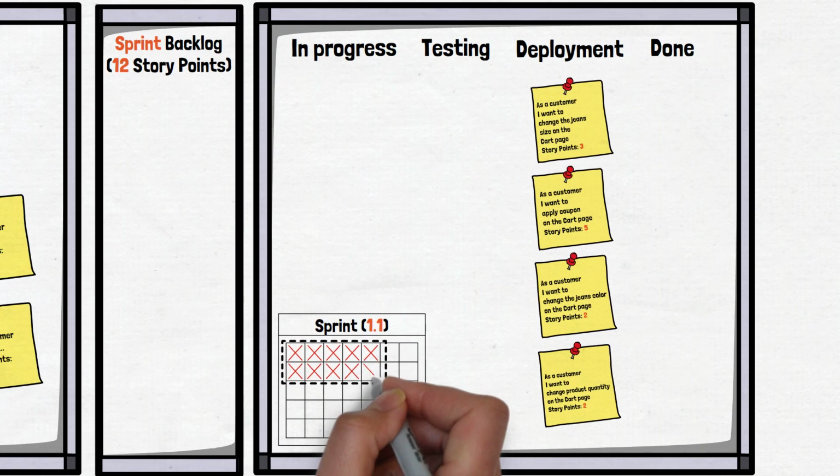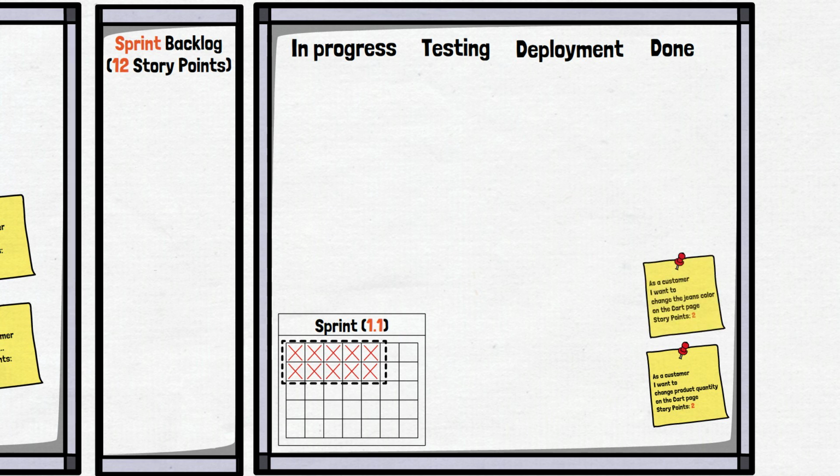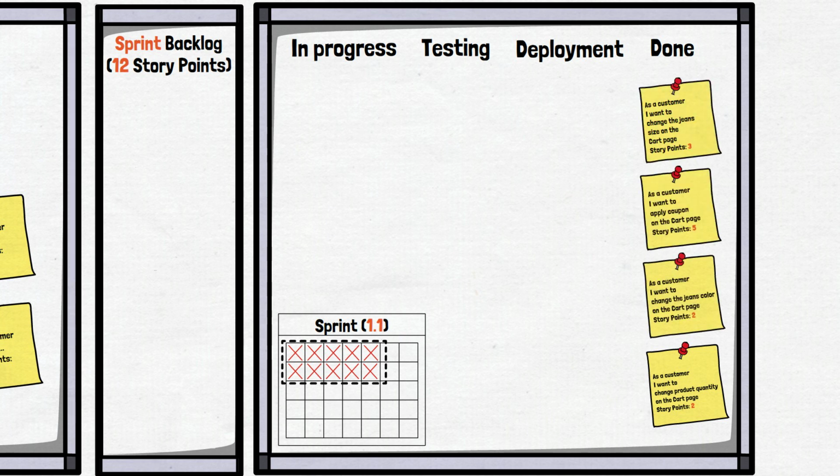This is how the last day of the sprint went. The sprint was successful. All planned stories were delivered. What happens after that? Everything starts from the beginning.